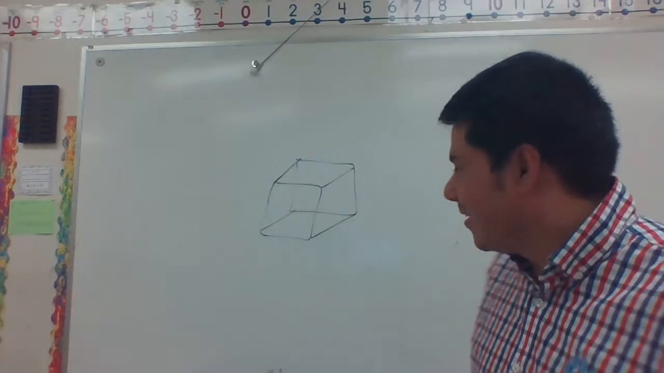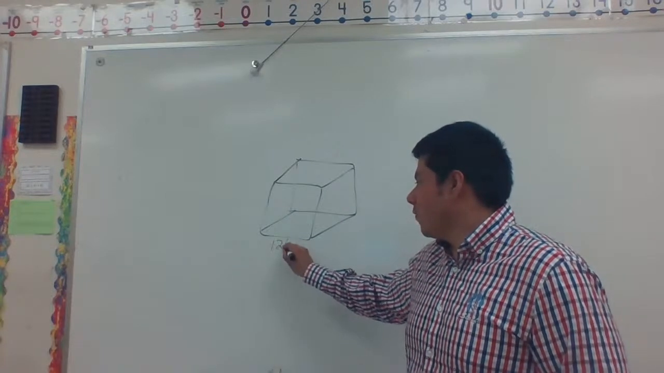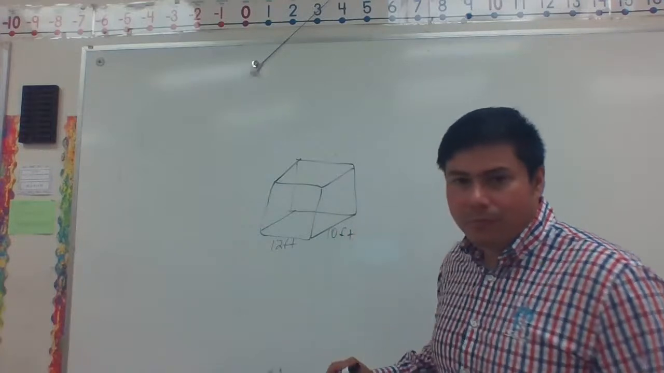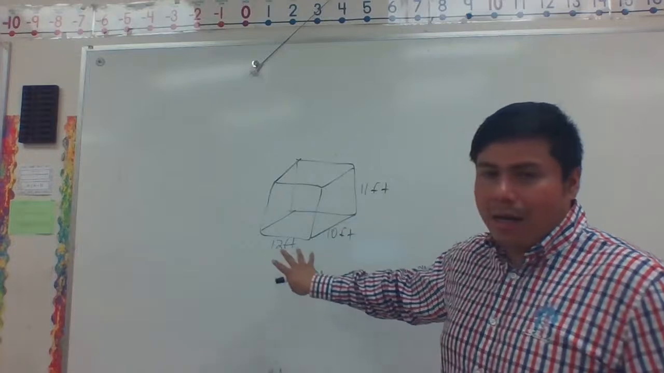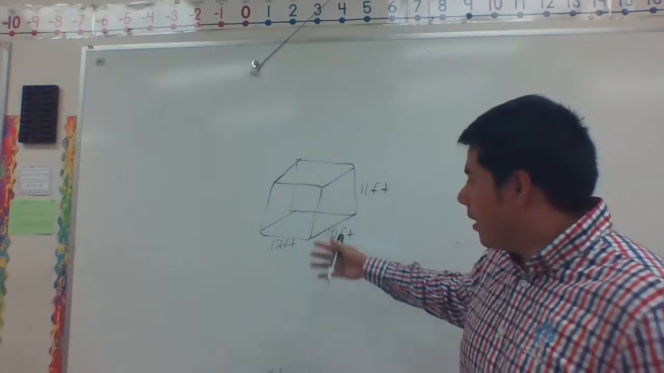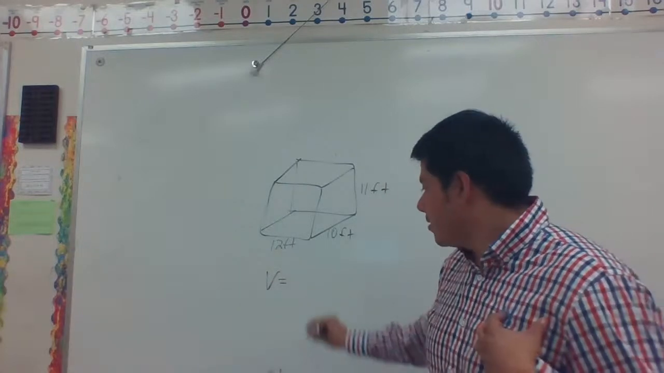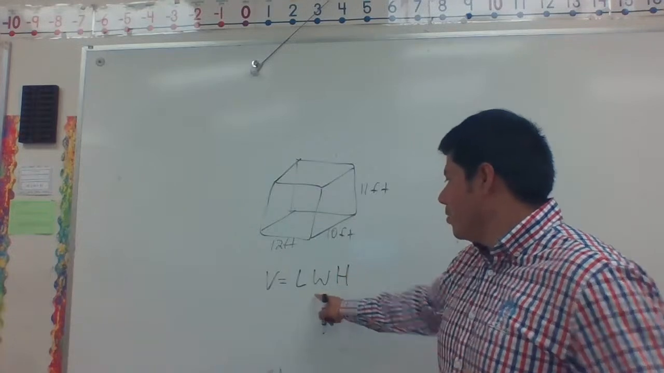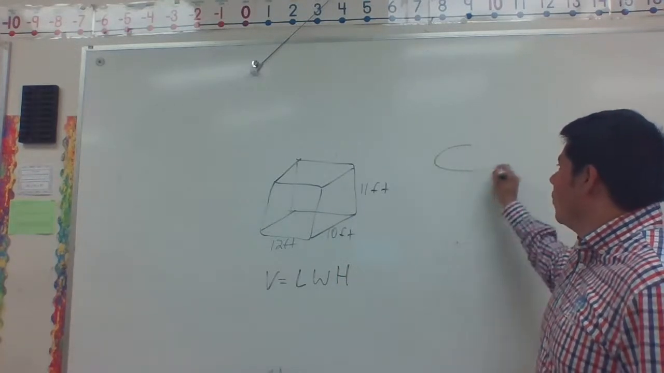That's pretty cool. I'm going to give you some numbers here. I'm going to say this front piece is 12 feet. I'm going to say this part is 10 feet. And the height is 11 feet. Now, I know this was in part of the lesson, but I still want to do it with you guys. And we did do this before in my class. Volume equals length times width times height. And you just have to multiply all these numbers. That's simple.